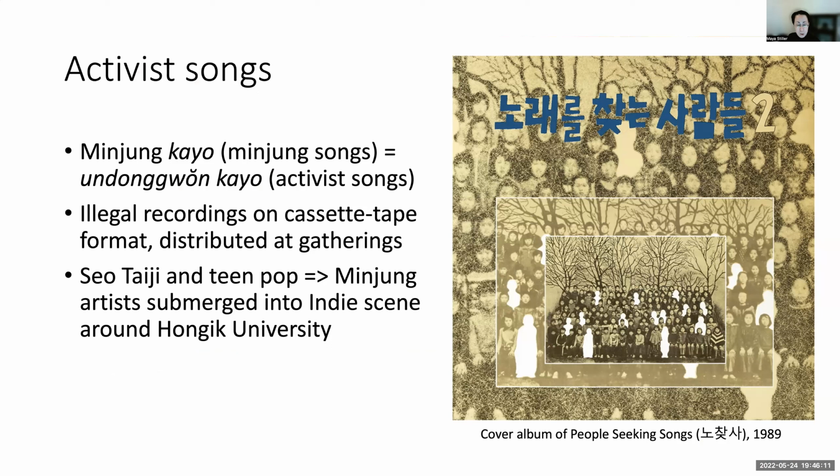After Chun Doo-hwan's system of media control and censorship was abolished in 1987, some Minjung Gayo groups, such as 노래를 찾는 사람들, people seeking songs, released albums and actually became quite popular. But when 서태지와 아이들, 서태지 and all kinds of other teen pop emerged in the mid-1990s, and as you will soon learn in another lesson in this class, that was the beginning of K-pop, right?